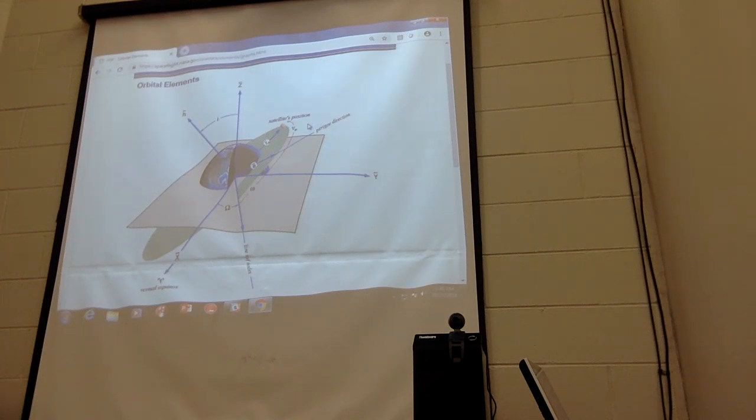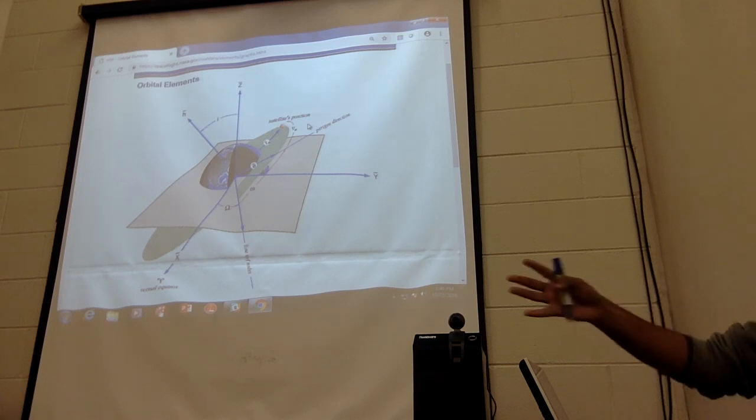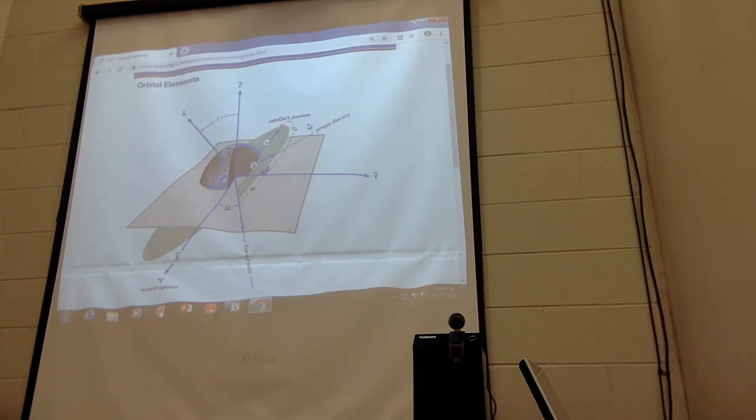The first one is a or h. What does this define? What is a? Small a, the semi-major axis. If the semi-major axis is big, it means the size of the orbit is big. This defines the size of the orbit, h or a. Got it? e defines the shape of the orbit.